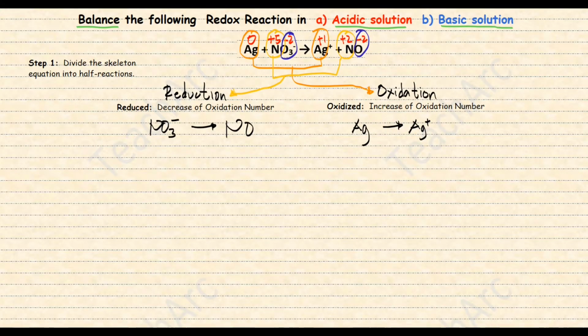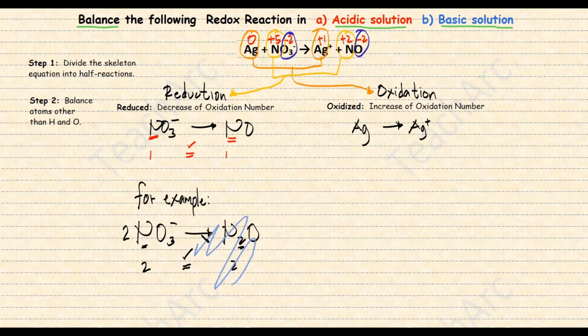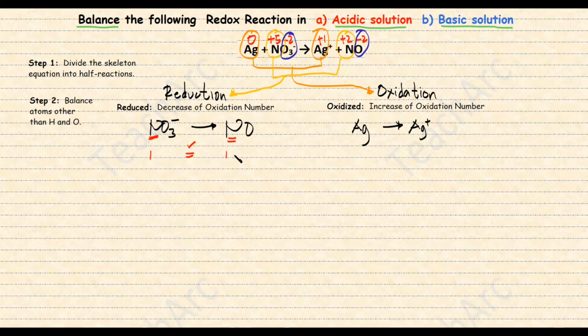Next step is to balance atoms other than hydrogen and oxygen. This is the same method as when we balance standard reactions. In our reduction reaction, other than oxygen, we see one nitrogen on the left side and one nitrogen on the right side. So nitrogen here is already balanced. We don't need to do anything else. But just for example, in case we have this reaction where we have one nitrogen on the left side and 2 on the right side, we need to change the coefficient on the left side so that we can balance the nitrogen. As for our oxidation reaction, the silver is already balanced.